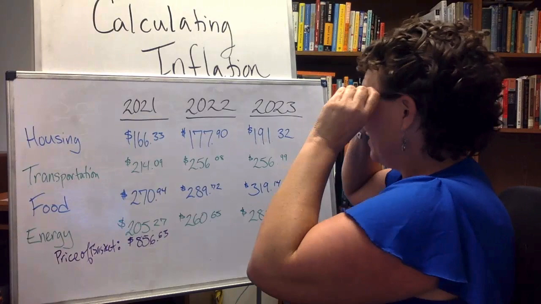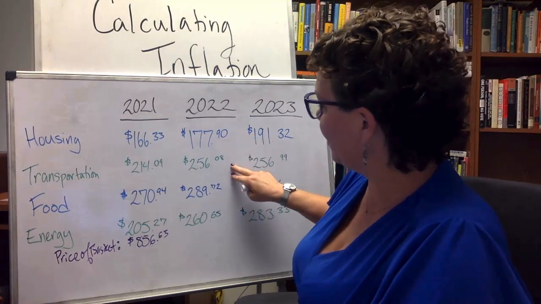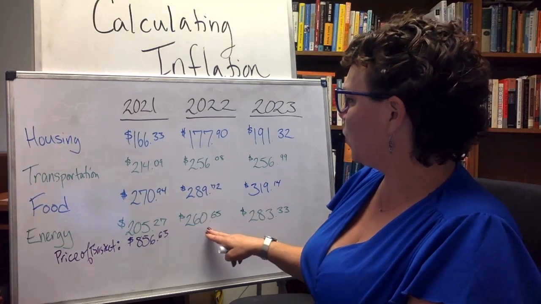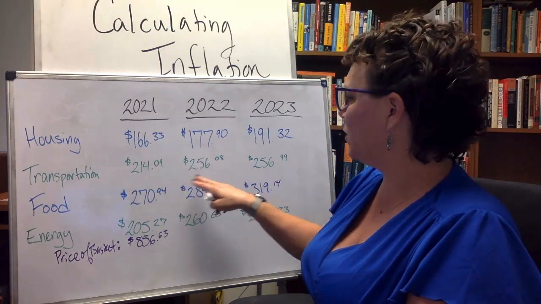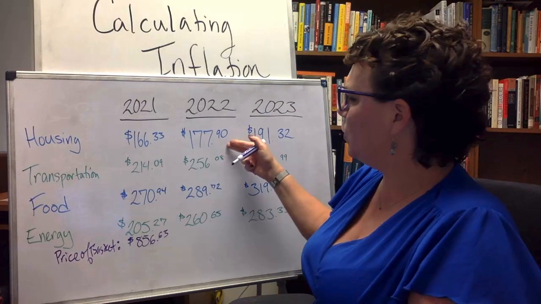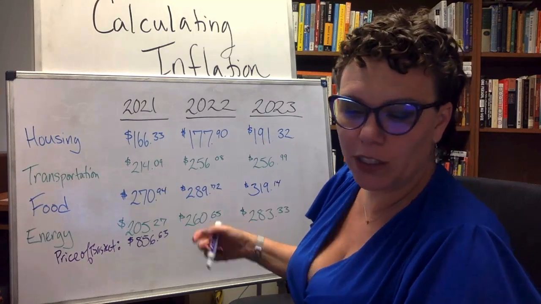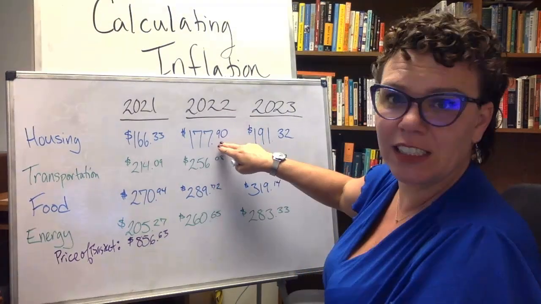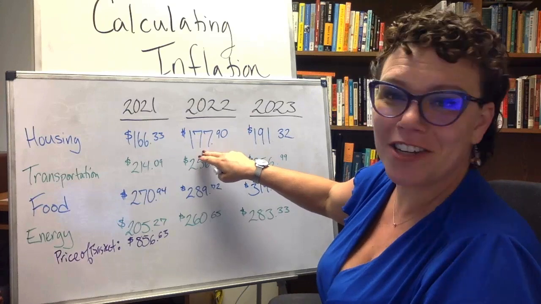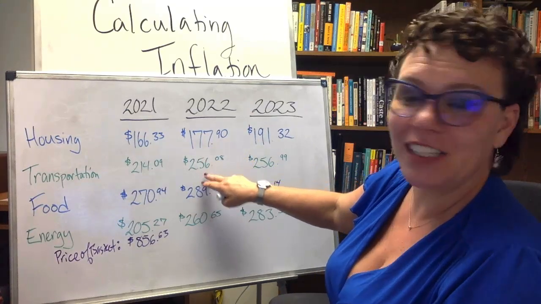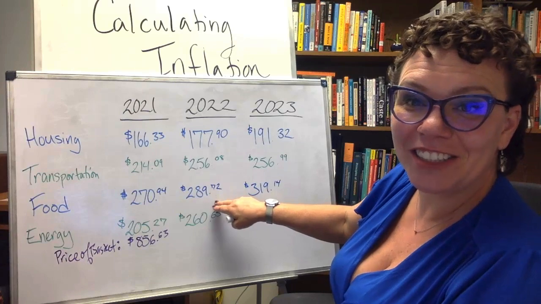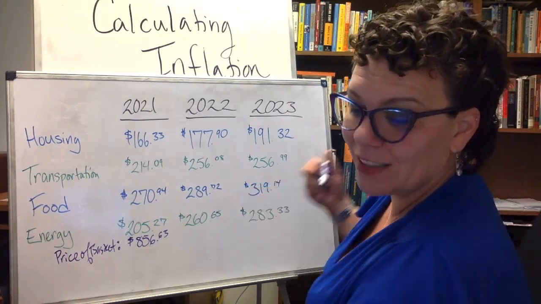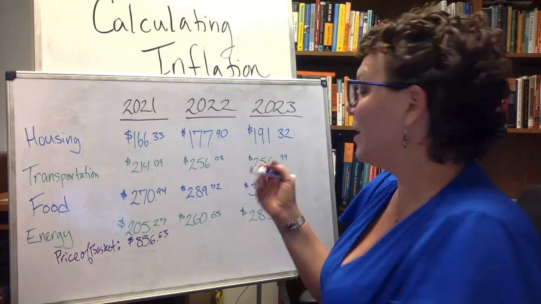The next basket is going to be a little bit different prices. We can see the prices have gone up, but different prices went up by different amounts. Energy prices went up a lot, housing prices went up a little, transportation went up a lot. So to get the price of this next basket in 2022, consuming the same stuff, we just go through and add it up again. $177.90, $256.08, $289.72, and $260.65. Altogether added up is $984.35.